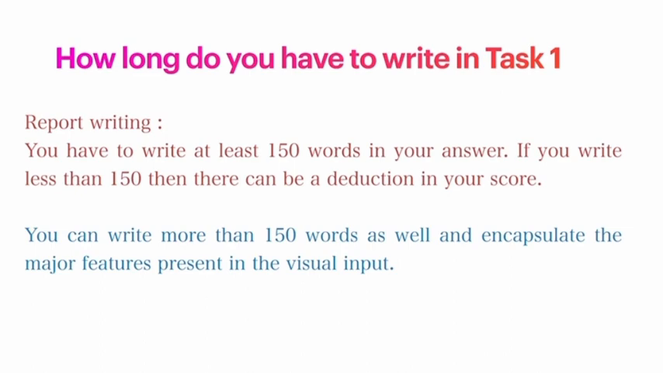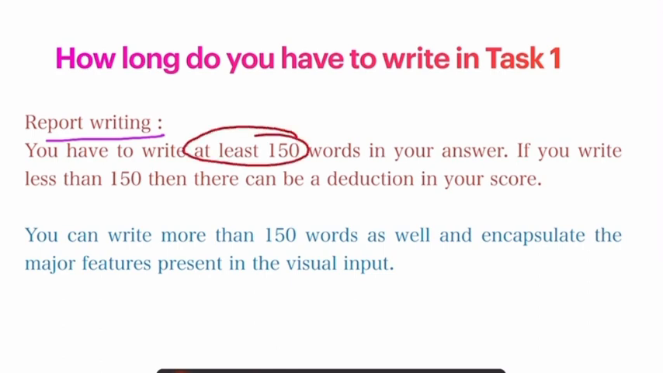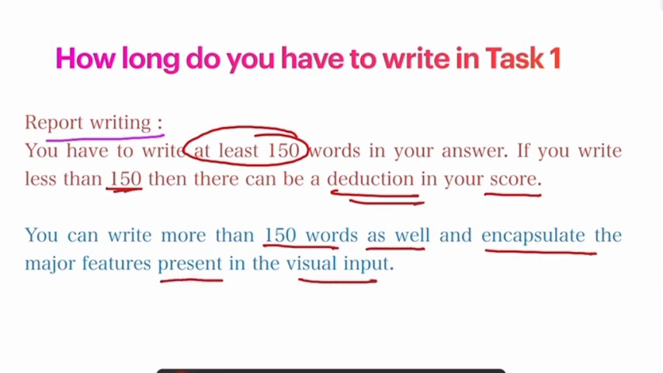Now the next question is, how long do you have to write in task 1? So in the report writing question, you have to write at least 150 words in your answer. If you write less than 150, then there can be a deduction in your score. Now you can write more than 150 words as well and encapsulate the major features present in the visual input. So you can write around 150 to 200 words as well in this task 1.